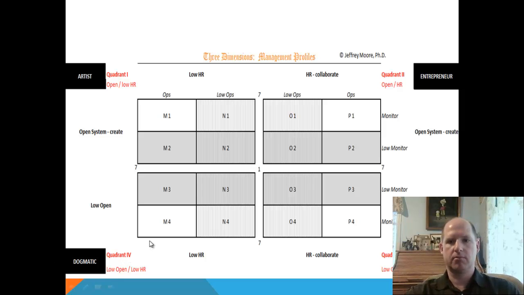So there's really not one best way. I think what's important is the company that you work in, that your management skills are valued there. Because if you have an entrepreneur in a very dogmatic culture, you're going to have problems, and then same with the artist and the coalitionist. So these really are predicated on the organizational culture that you find yourself in.